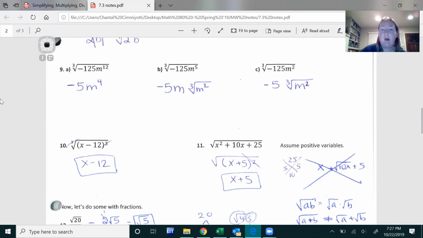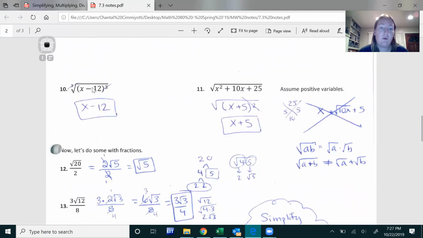So these are similar questions, except I changed the exponent here so you can see if it goes in evenly, if some come out and some are left over, or if none come out, how that all works. And then here, the cube root and a cube power cancel.